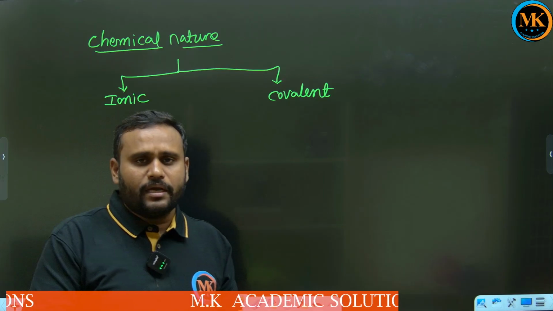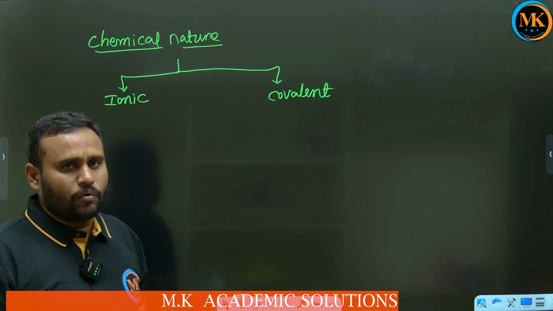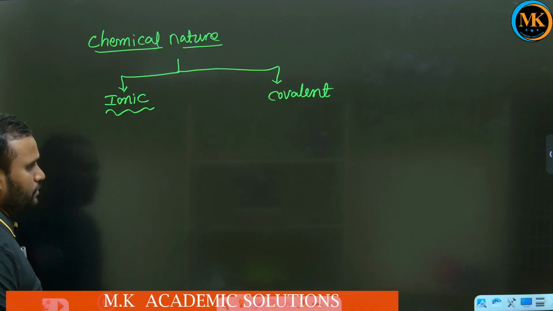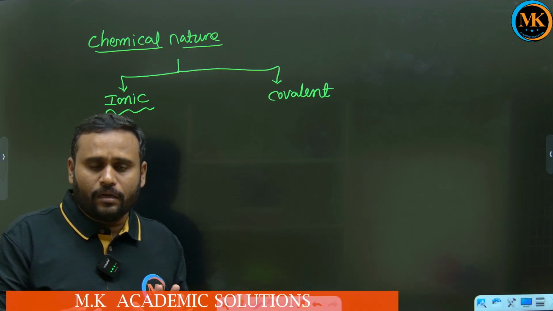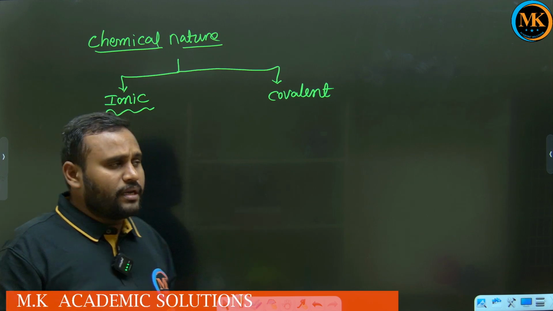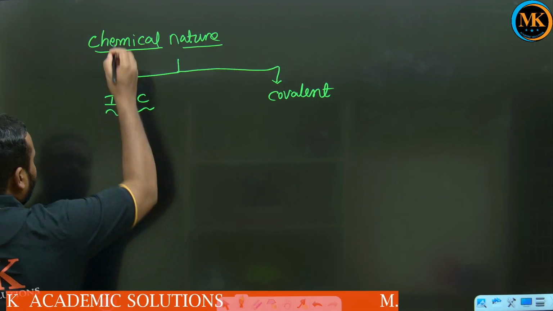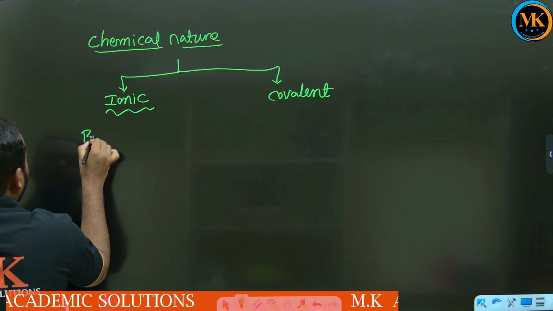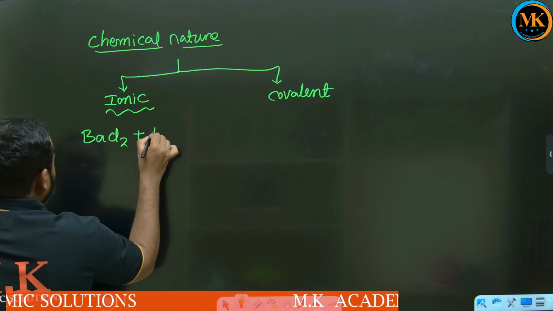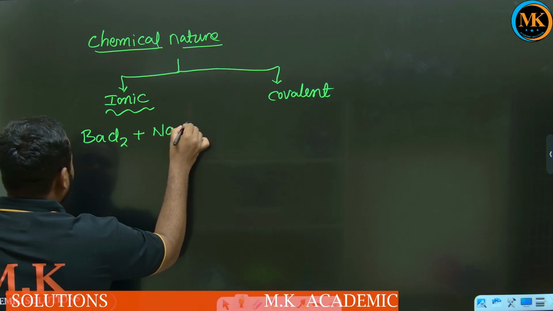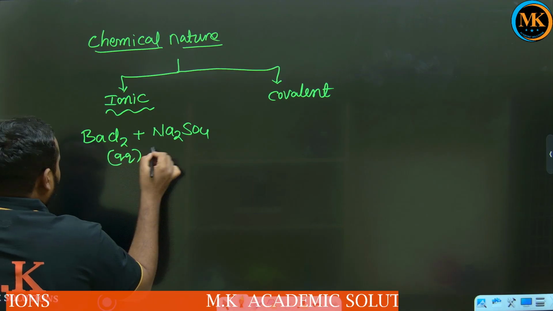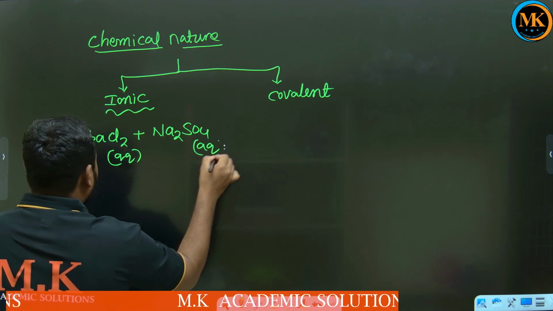Why are ionic reactions very fast when compared to covalent reactions, children? In ionic reactions, there is no need for breaking and making of bonds. Simply, they exchange their radicals. For example, you take barium chloride, BaCl2, plus sodium sulfate, Na2SO4. Barium chloride is an aqueous solution, and sodium sulfate is also an aqueous solution.